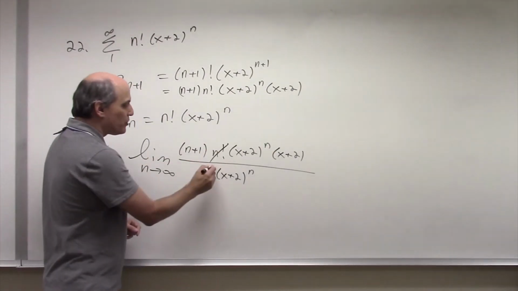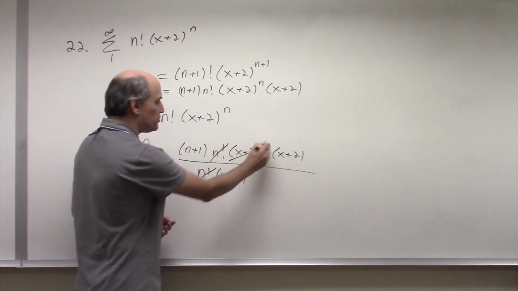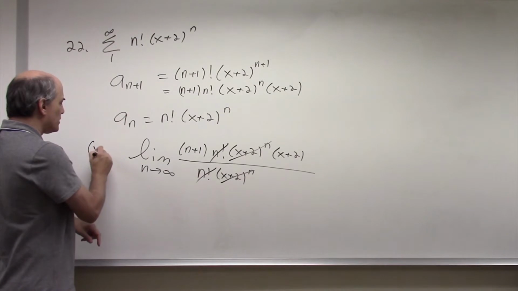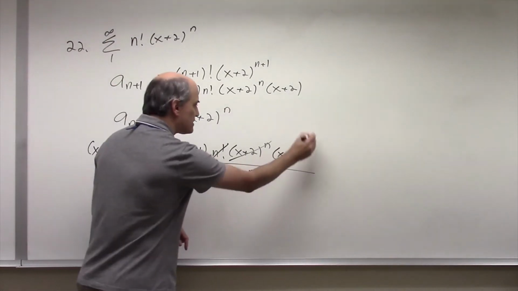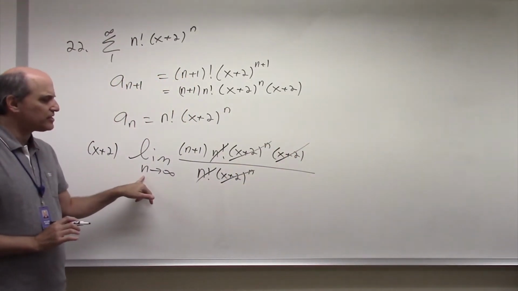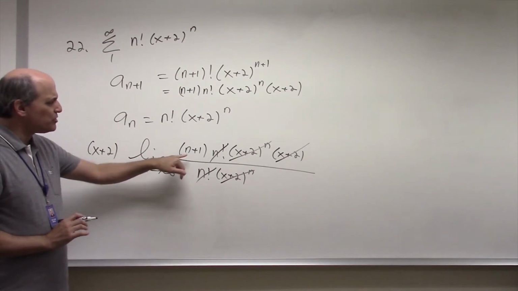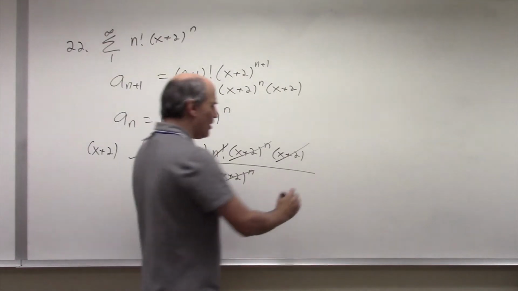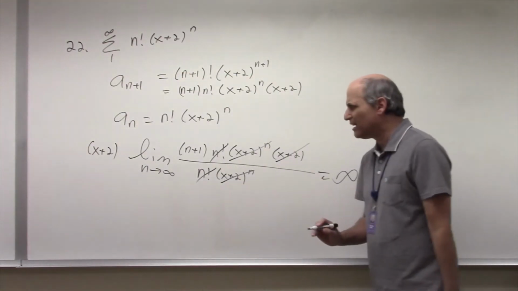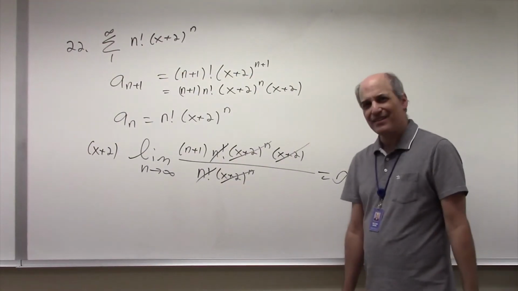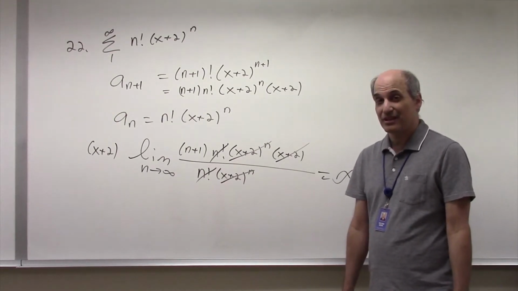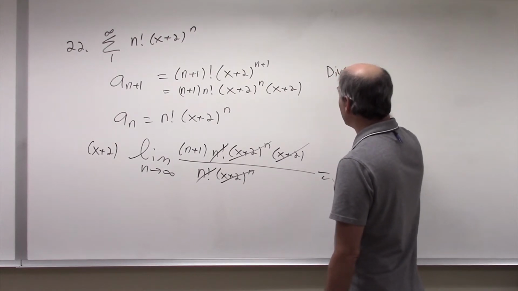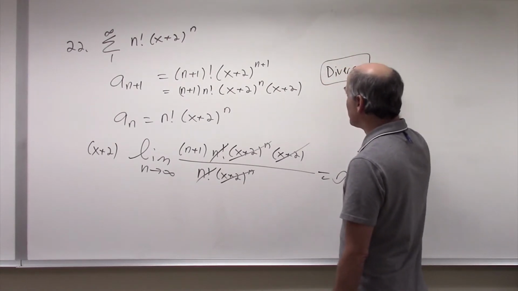Notice the n factorials cancel, the (x plus 2) to the n's cancel. X plus 2 comes out here because it's a constant as far as n is concerned. But as n goes to infinity, n plus 1 also goes to infinity. Notice that that's greater than 1. So this particular series diverges.